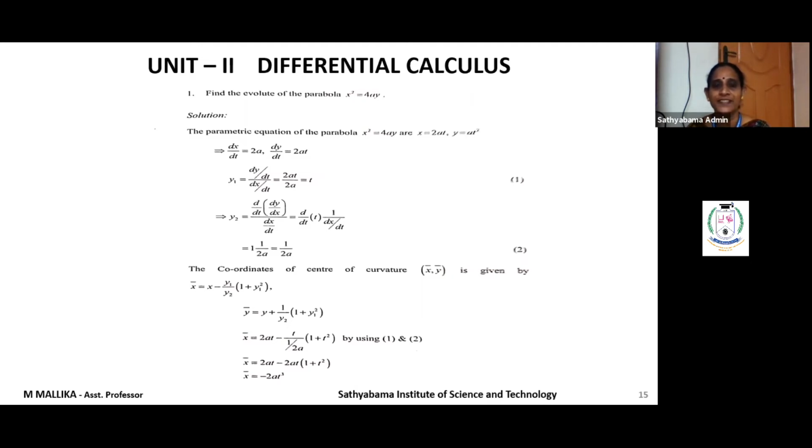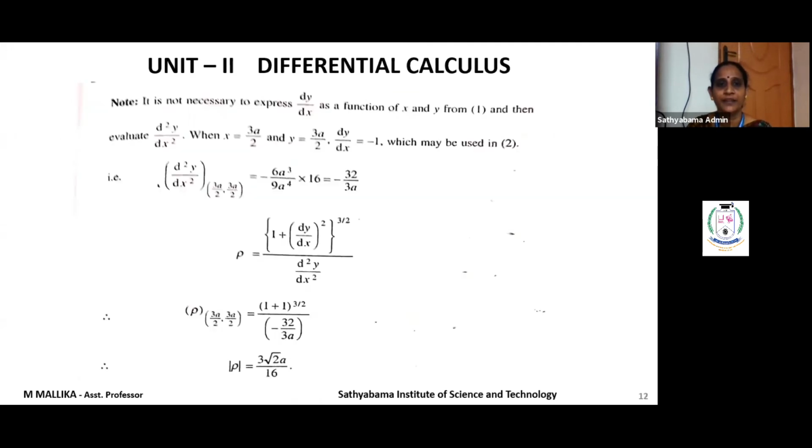So first step is write the parametric form. What is the parametric form for x square is equal to 4ay? x is equal to 2at and y is equal to at square. So that is the first step. What is the second step? You have to find out x bar and y bar. So for finding out x bar and y bar, I have to use the formula. Do you remember the formula?